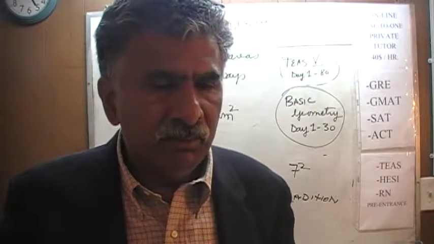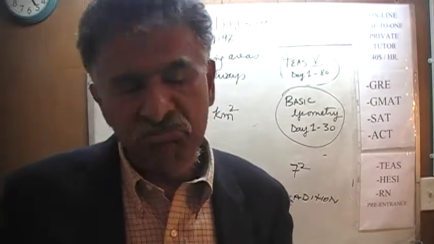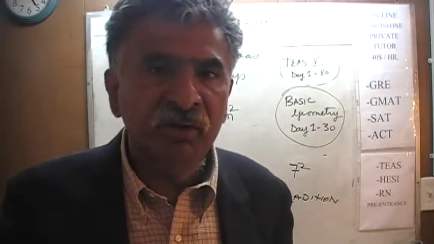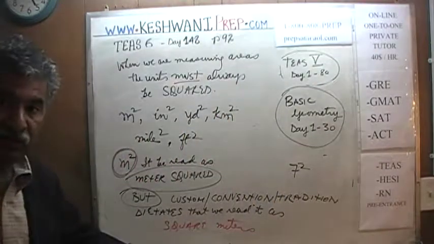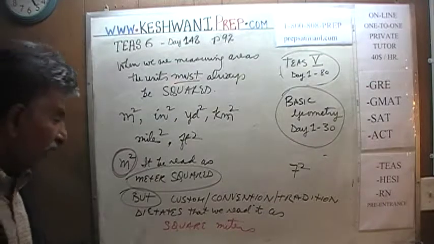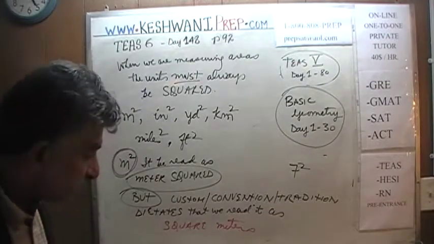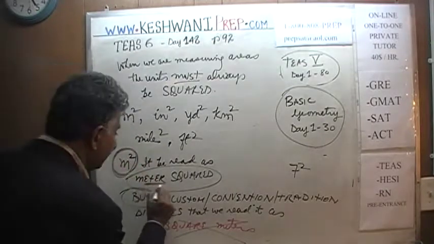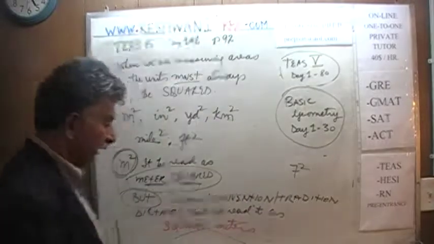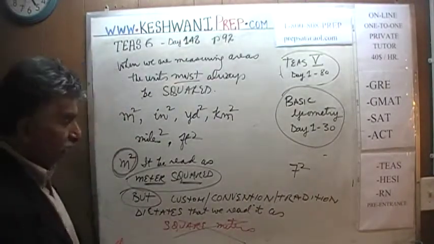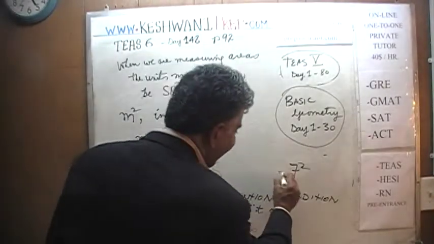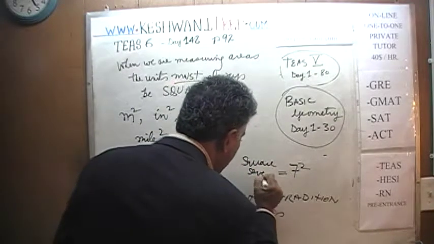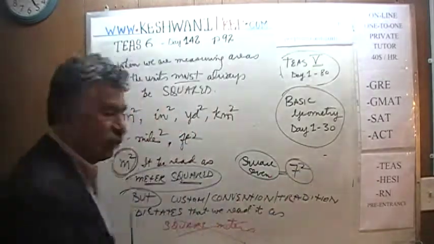Layperson, ordinary people, simply say, what's the area of this bedroom? 100 square meter. What's the area of your house? I don't know, maybe 1600 square feet. You see, 1600 square feet, square meters, square yard. But to read it like this is wrong. It should be read as meter squared, just like here, 7 squared. You would not read this as square 7. Nobody in their right mind is going to read this as square 7.